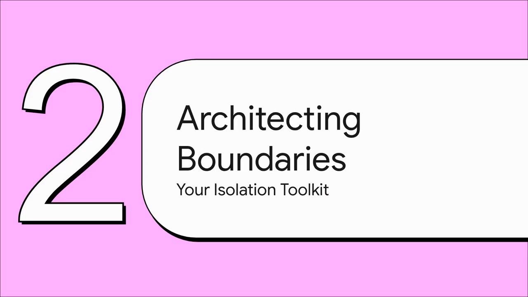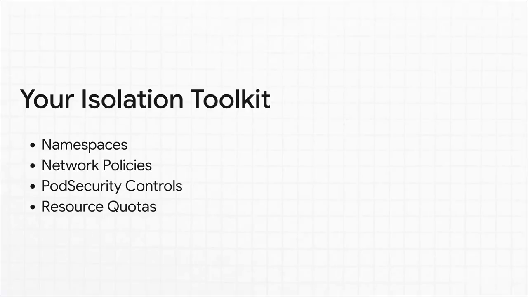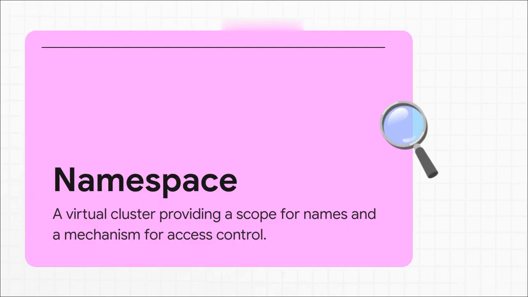To actually achieve that best of both worlds, we have to architect strong boundaries. This is where we lay the foundation for our secure apartment building. So let's look at the essential tools in your toolkit. These are your 4 pillars. Think of them like this. Namespaces, those are the walls and floors of each apartment. Network policies, they're the locks on the doors and the rules about who can even walk down the hallways. Pod security controls are kind of like the building codes. What are tenants allowed to do inside their apartment? And finally, resource quotas, well, those are the utility meters, making sure no one uses more than their fair share of power and water.